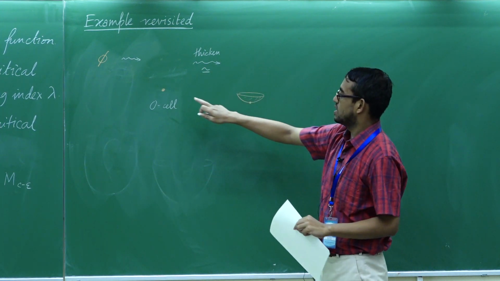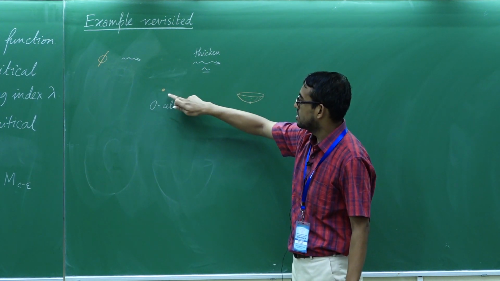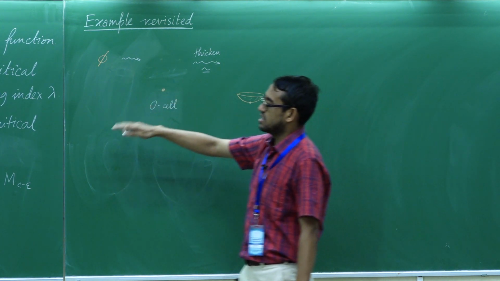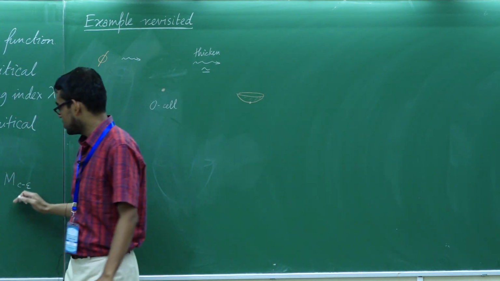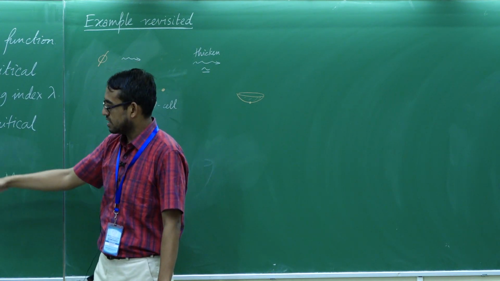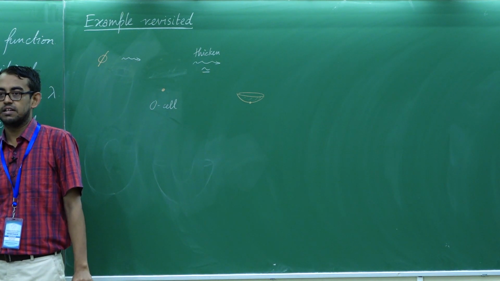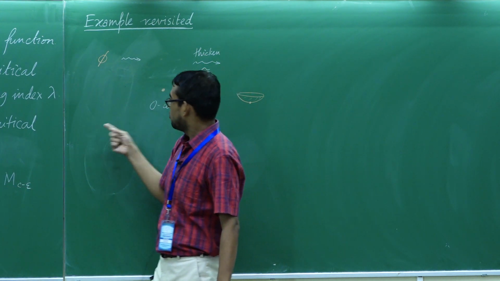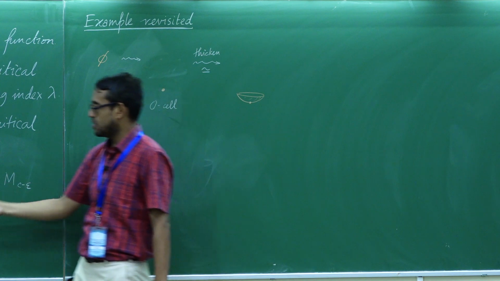So far so good. We went past one critical point of index 0, and that essentially means that you had nothing because this was empty, and then you're attaching a 0 cell. So this is literally what this is saying. You had nothing here because it is empty. You went past one critical point of index 0, you're attaching a 0 cell.